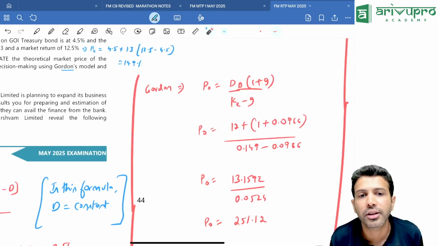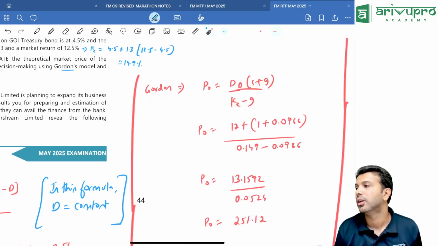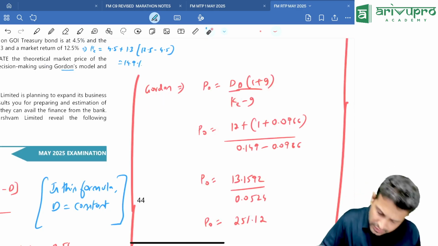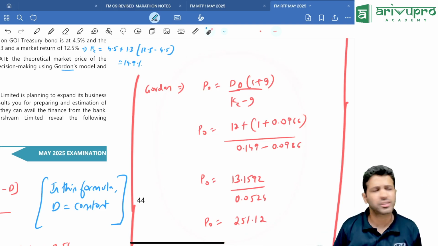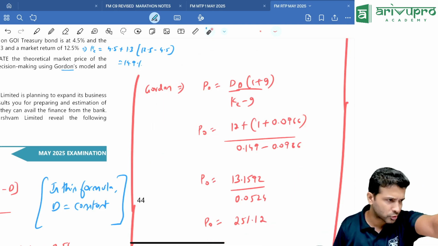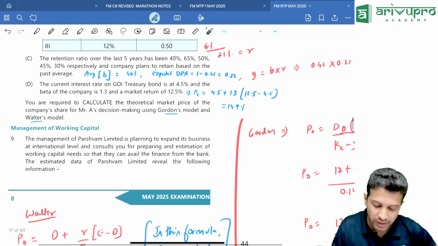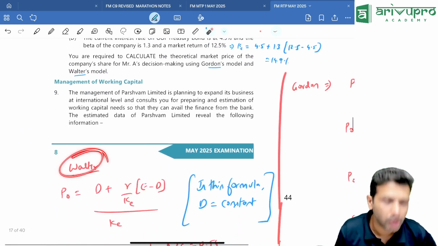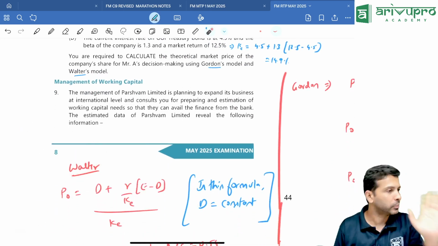That's it. Done, sir. This is as per Gordon. Only Gordon. In fact, till here is the same as we have done. A similar question is available in our class notes. Absolutely no change. But one more extra thing they asked here is to find out the price of the share using Walter. Here in Walter, you need to make an assumption.